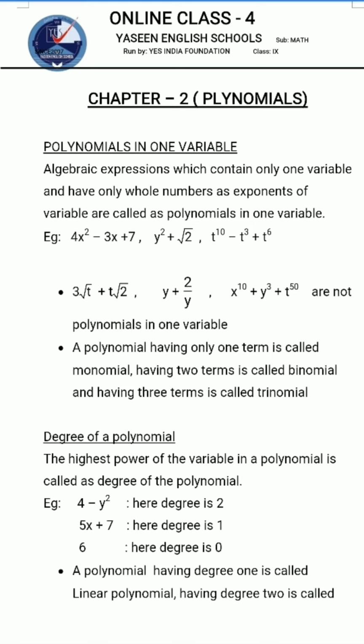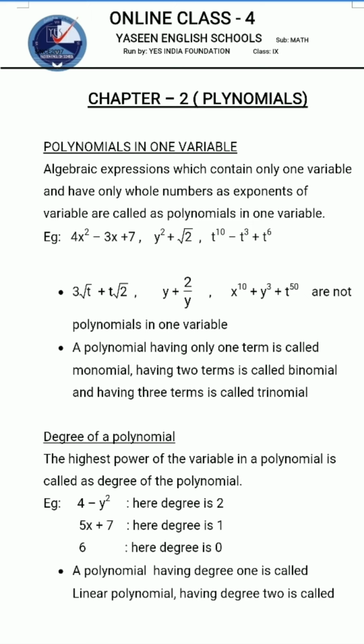If it is a cube root, what happens? t power 1 by 3. If it is a fourth root, it becomes t power 1 by 4, like that. So root t means the power is 1 by 2. 1 by 2 is a fraction. It is a rational number, not a whole number. So it is not a polynomial.